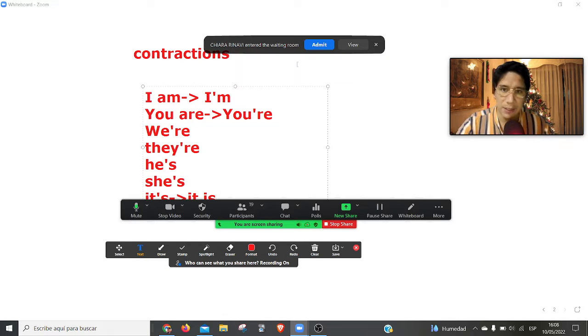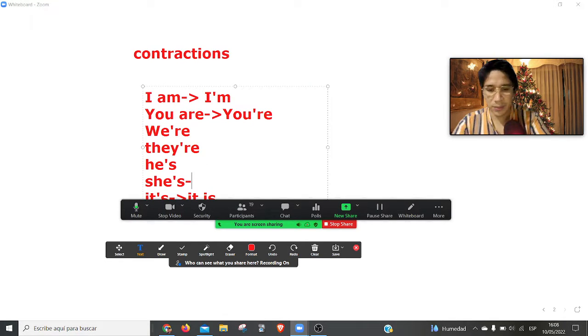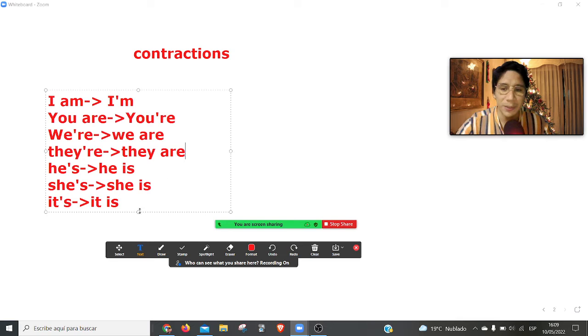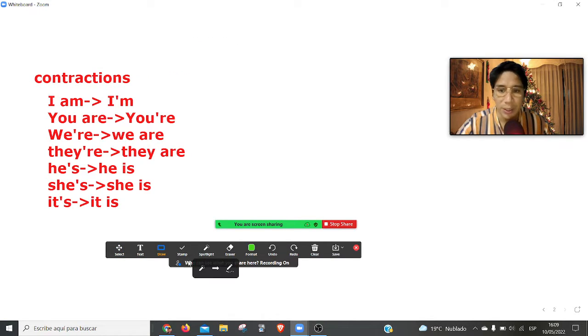Carlos, ¿cuál es la diferencia? What is the difference? ¿Cuál es la diferencia entre usar una contracción y la forma normal, o la long version? No hay ninguna diferencia excepto de lo siguiente. Por ejemplo, when you speak in English, cuando tú hablas en el idioma inglés, usas mayormente las contracciones. When you speak, you use contractions. ¿Ok? Y suenas de manera casual, suenas muy común.